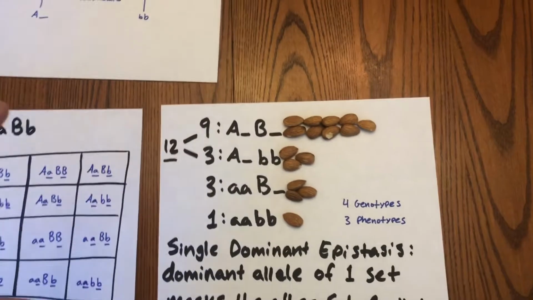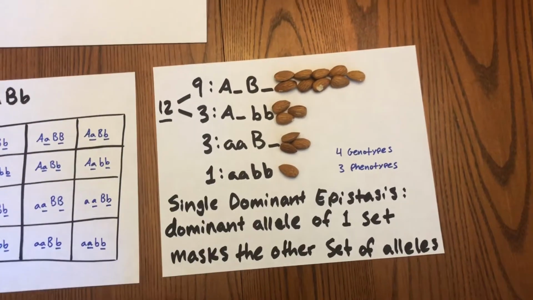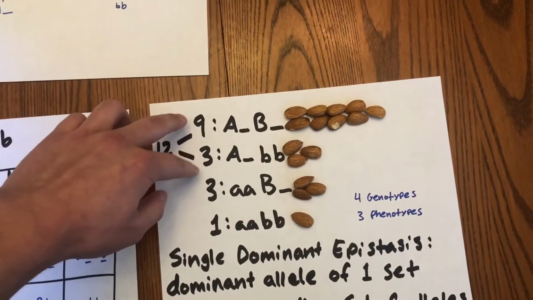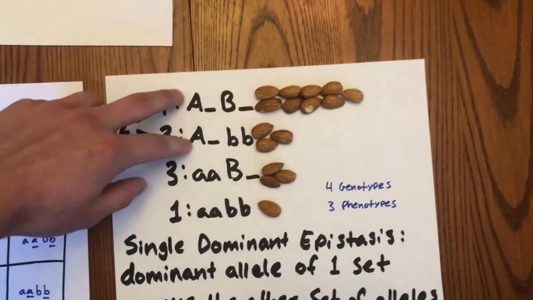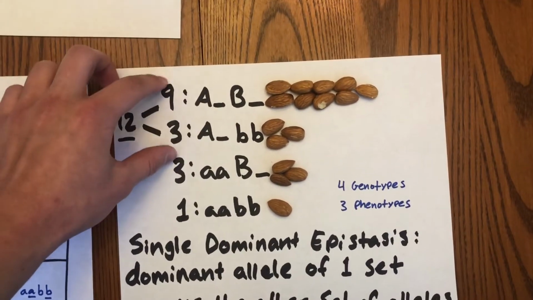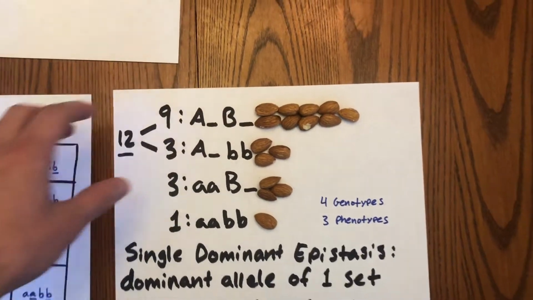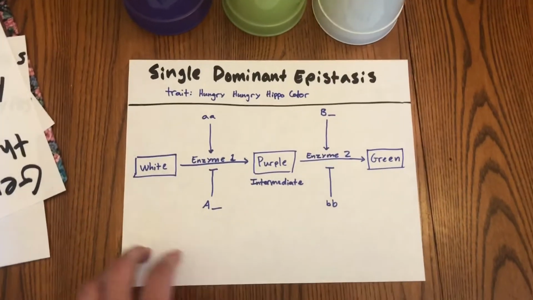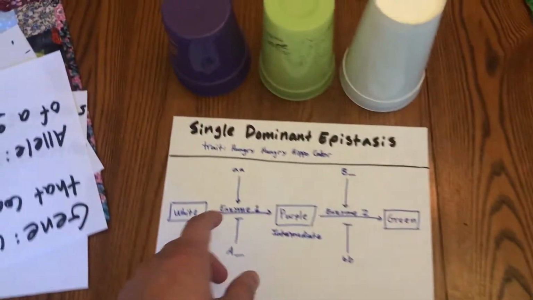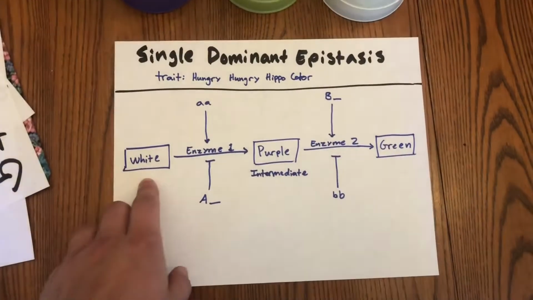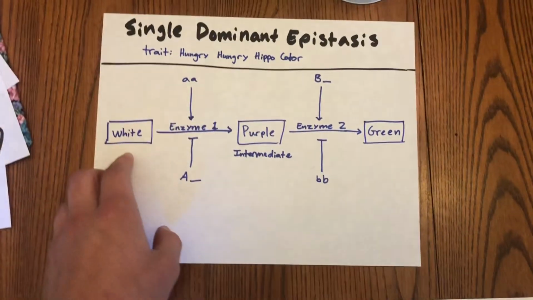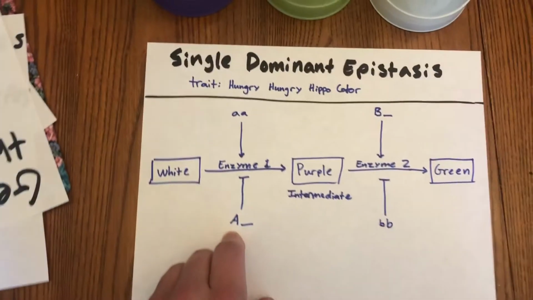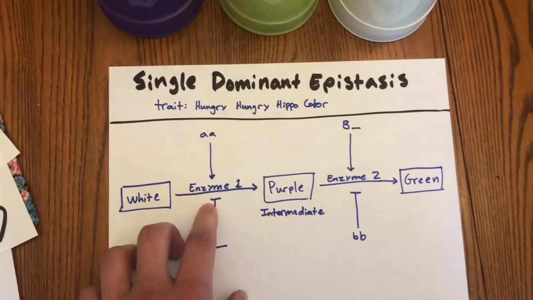Okay, so here we have a specific epistasis form of single dominant epistasis, where one allele loci will mask the other set of alleles. These two allele loci are for the same trait. If one dominant A allele is present, then these two genotype forms will be the same phenotype. That will be represented in this pathway of enzymes. Developing through this trait of hungry hippo color, which will be these cups, white, the enzyme will transform it from white to purple if no big A allele is present. But if there is a big A allele present, it will inhibit this enzyme and it will stay white.